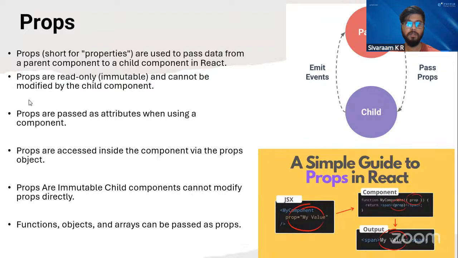Okay. Usually props are immutable. That means they cannot be changed. And props are passed as attributes. We'll go through how the syntax is used. So it is immutable, and child components cannot modify the props. And inside props, you can pass any function, array, or whatever it is. So rather than theory, we'll go through the code itself.